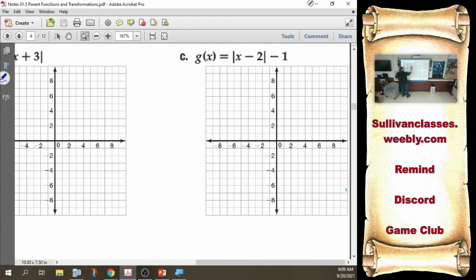Now, I can abbreviate those. If it asked me for the transformations, I would say horizontal translation, right 2. Vertical translation, down 1. Yeah, that's fine. But I at least want to see those words, horizontal or vertical translation. Horizontal or vertical reflection. Is it a horizontal or vertical compression or stretch? I want to see those words.